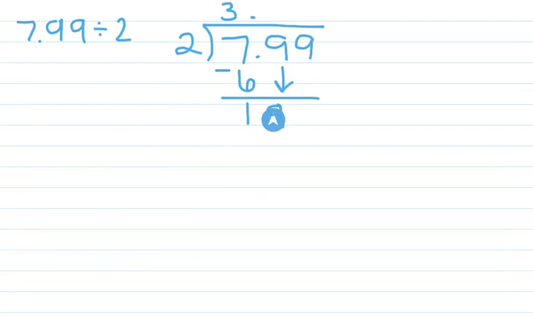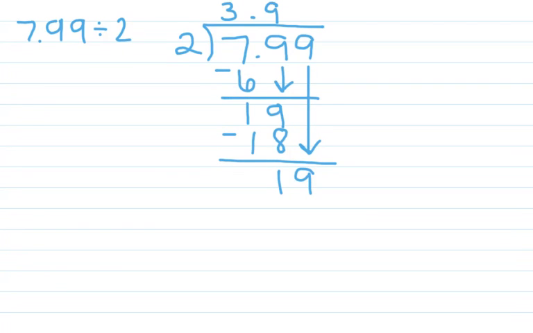Now 2 goes into 9 4 times. 2 times 9 is 18. Subtract and I get 1. I bring down a 9 again. So again, I want to know how many times does 2 go into 19? It goes in 9 times. 2 times 9 again is 18. When I subtract, I get 1.